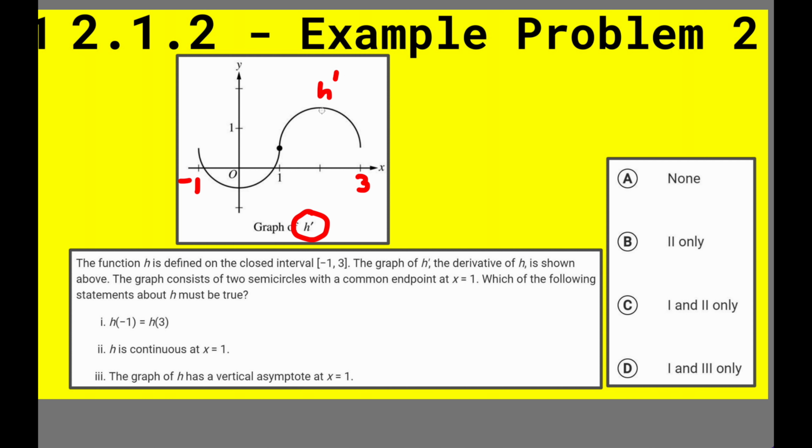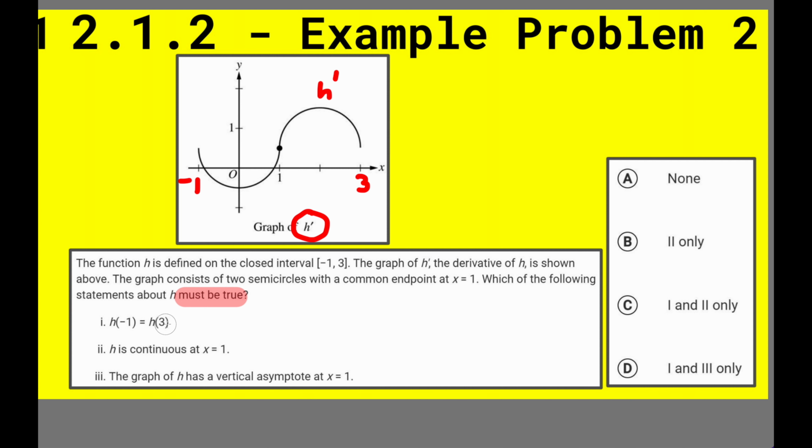Okay, the graph consists of 2 semicircles, so 2 half circles. You can kind of see them here, like one's right here, that's clearly a half circle, and then the other one's right here, that's the other half circle, and a common endpoint at x equals 1, right there. Which of the following statements must be true? Okay, so must be true. If you can come up with any possible way of making it so they're not true, then it's not the answer. Okay, so let's look at this here.